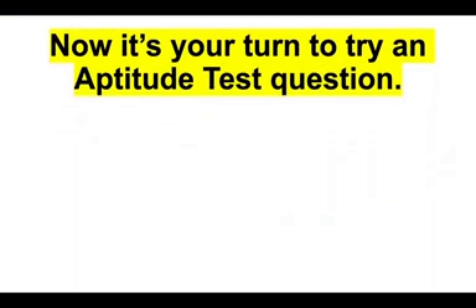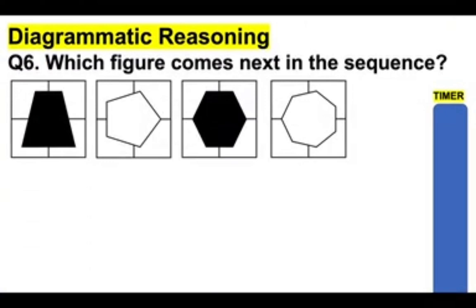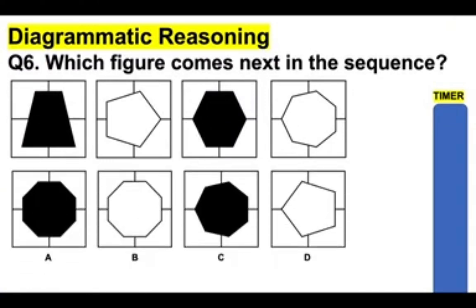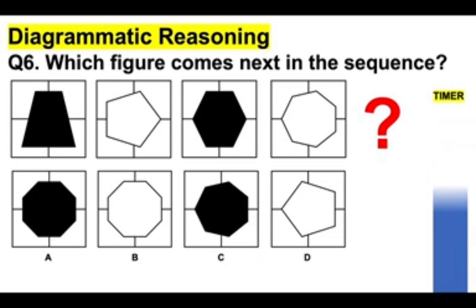So now it's your turn to try another aptitude test question, this is for marking. Question 6. Which figure comes next in the sequence? Okay, so you need to decide which one goes there from A, B, C or D. Here's a timer. Put your answer in the comments section below, please. Thank you. Okay, absolutely fantastic. Well done.